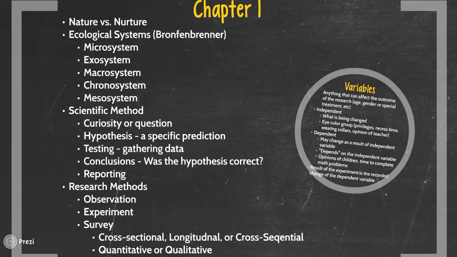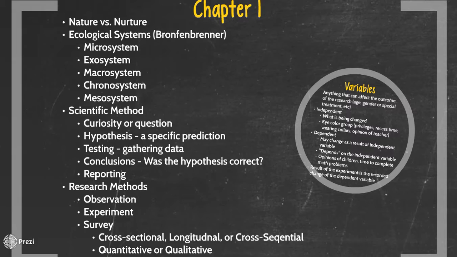And then you have different ways that you can go about doing each of these methods. So you could have cross-sectional, longitudinal, or cross-sequential. So those three things are not methods by themselves. They're ways that you could do one of the other methods. So you could have a cross-sectional experiment, or you could have a longitudinal observation. So just keep in mind when you're answering a question about what was the method, it's going to have to be one of those three: observation, experiment, or survey.